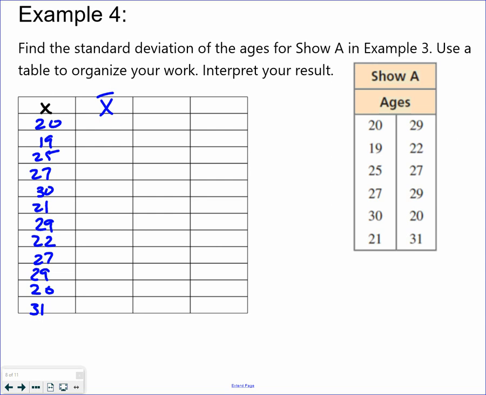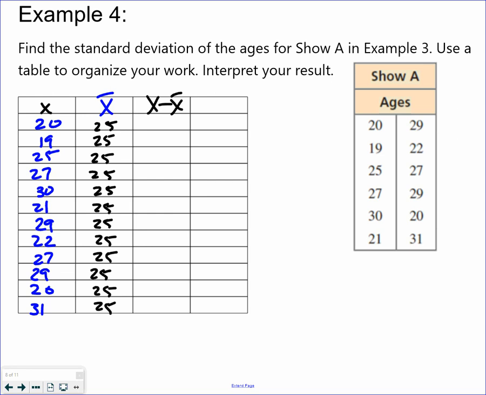And so I get 25 as my average. So in this column, I am basically just going to put 25 all the way along. Some teachers will allow you to just write 25 at the top and then draw an arrow down. The next column, you're going to take x minus the average.